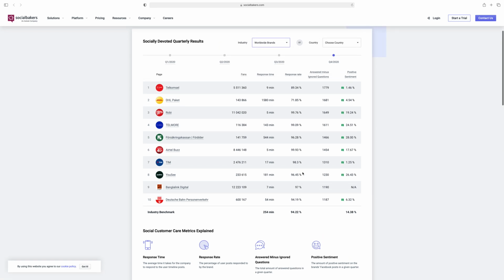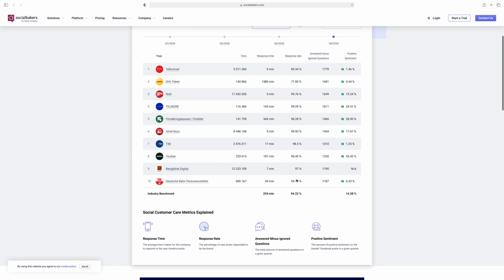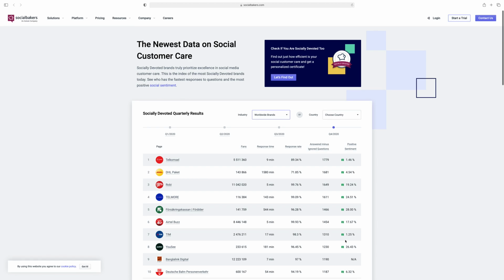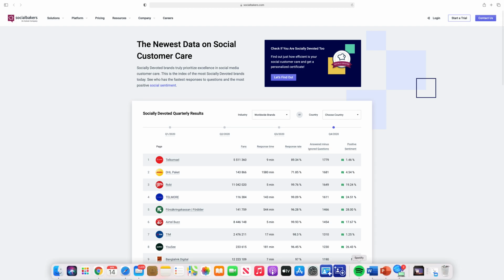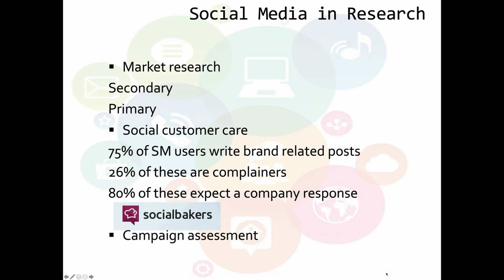The purpose is this. You can see that the response rate, the industry benchmark is 94.22. So you see Bangalink Digital exceeds that, and they're pretty quick in their response time. Whereas this company has positive sentiment, but 544 minutes to respond. So, got it. The thing I want to tell you is there are people that measure and will provide that information to companies and firms. How is their social listening? What is their response rate?